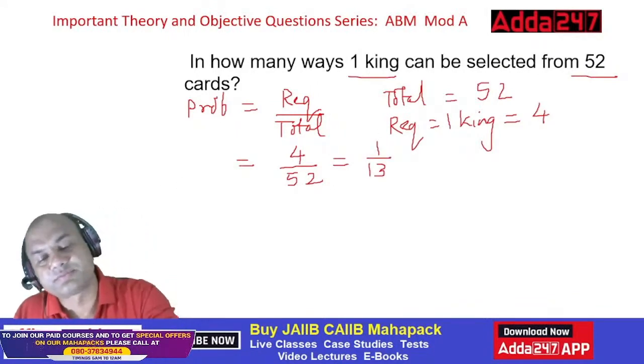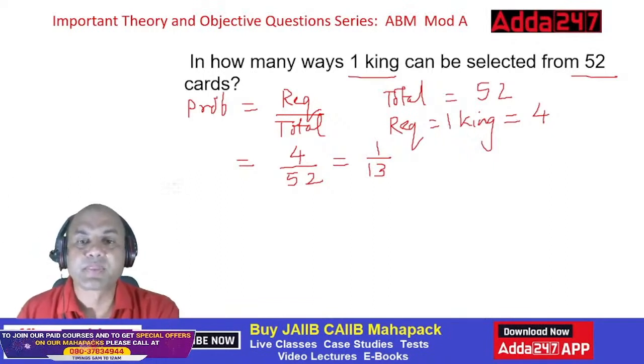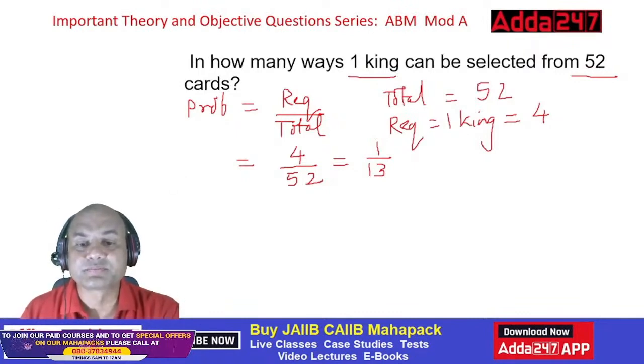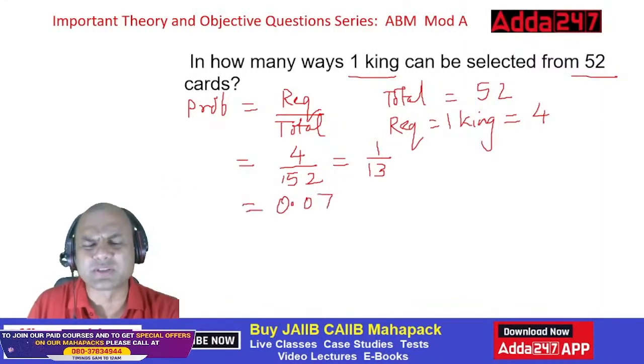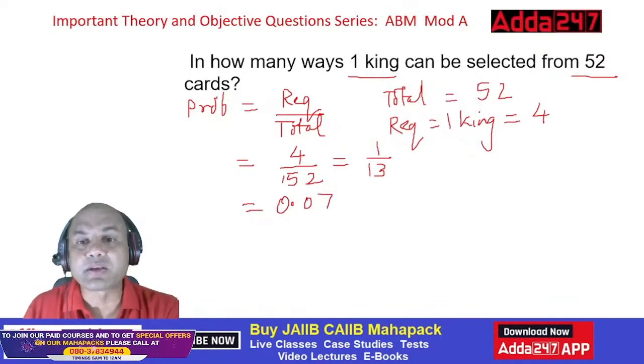Now solve this, everyone. Let me see who can solve it immediately. See here, your exams are near. You can't take things lightly. What is the answer? 1 upon 13, right? So it is 0.07. That much is enough. So the probability of getting one king from a pack of 52 cards is 0.07.